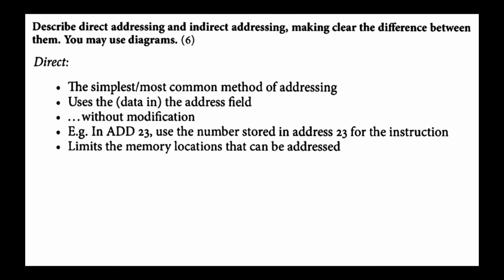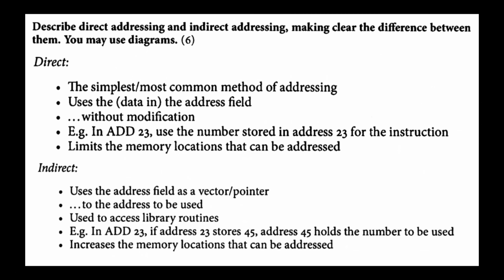Then indirect is saying you go here, but then you add this many to it. It uses the address field as a vector or pointer. So go to this place, go to that place, then add this many numbers or so. So it uses the address field as a vector or pointer to the address to be used. Used to access library routines. For example, in add 23, if address 23 stores 45, address 45 holds the number to be used. It increases the memory locations that can be addressed.